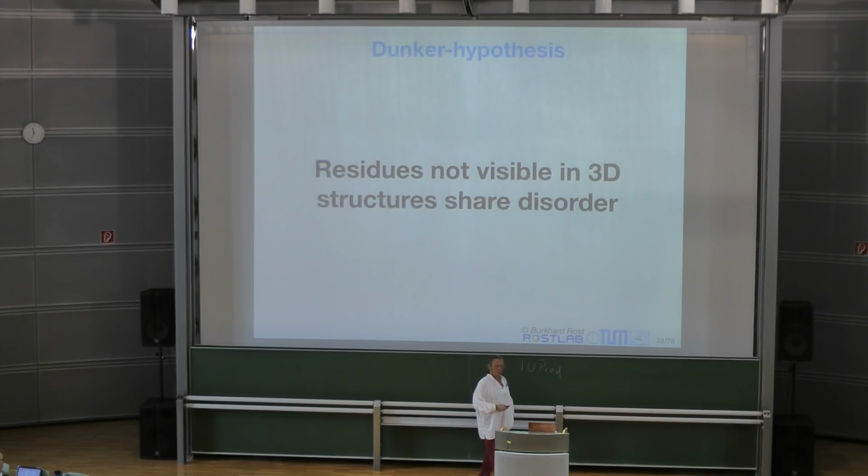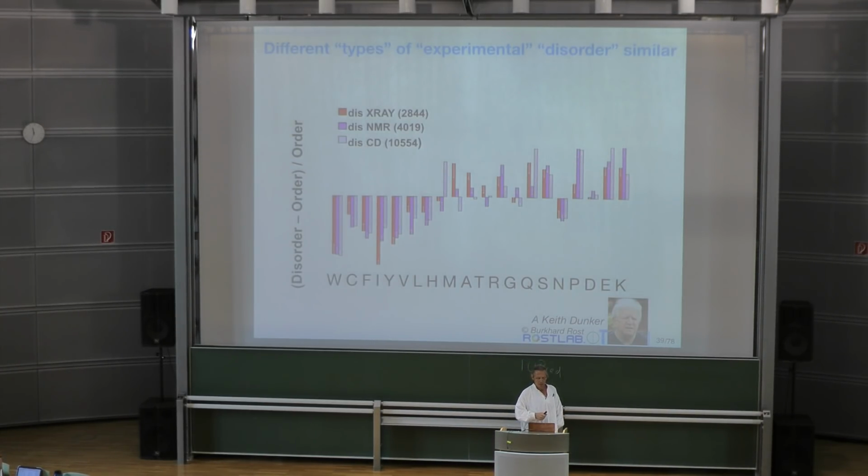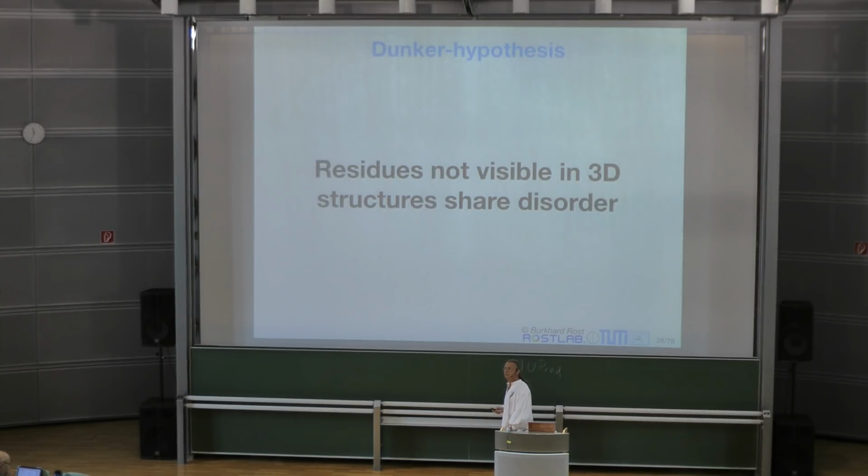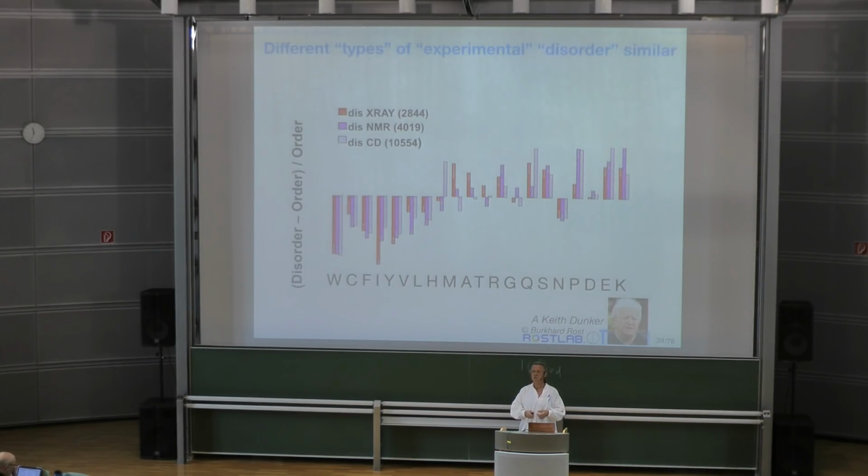What we can sort of measure, and that goes back to something Keith Dunker introduced, is this: when we look at 3-dimensional structures, there are parts in these structures that we cannot see, regions that are not visible. And the argument from Keith was, maybe they're not visible because they're disordered. And that's in fact how Keith Dunker from Indiana University introduced this concept of disorder. He ran around for many years trying to convince people that this is an important part, and finally has succeeded. And he was always right.